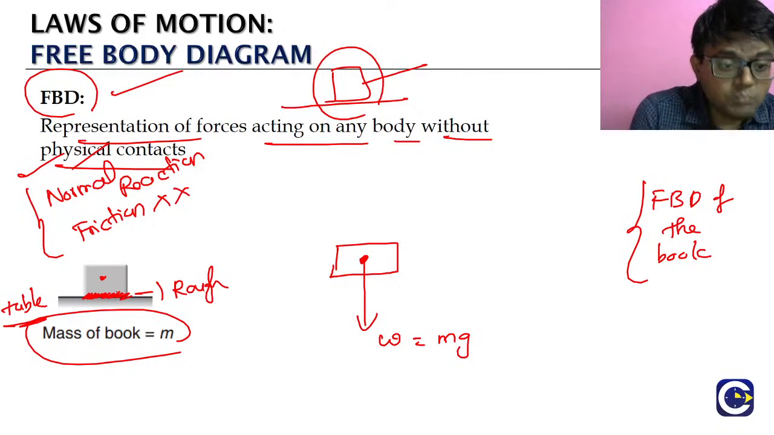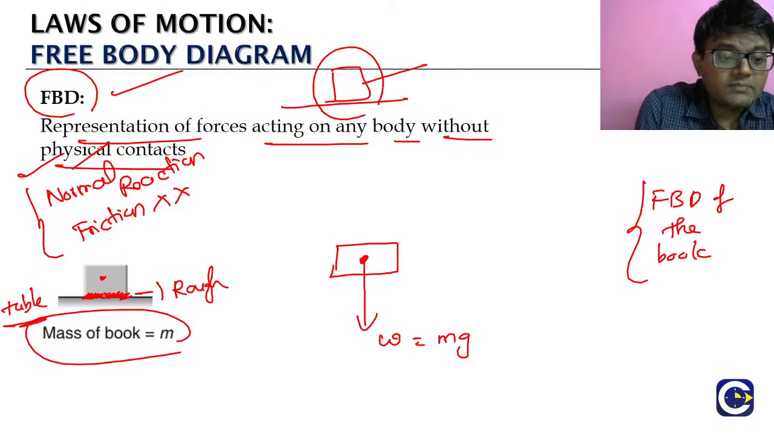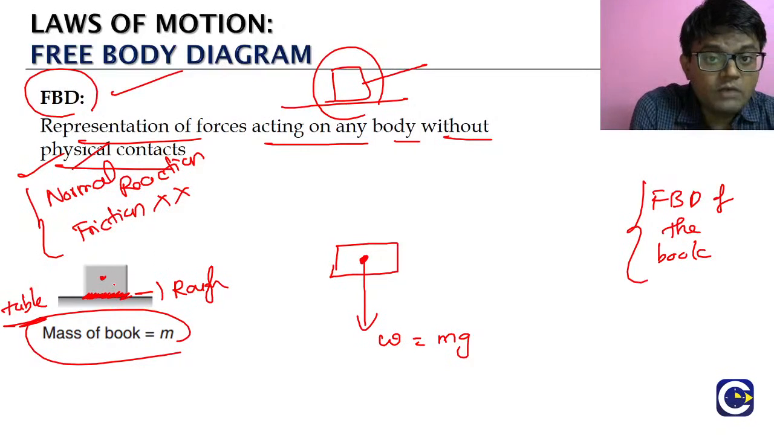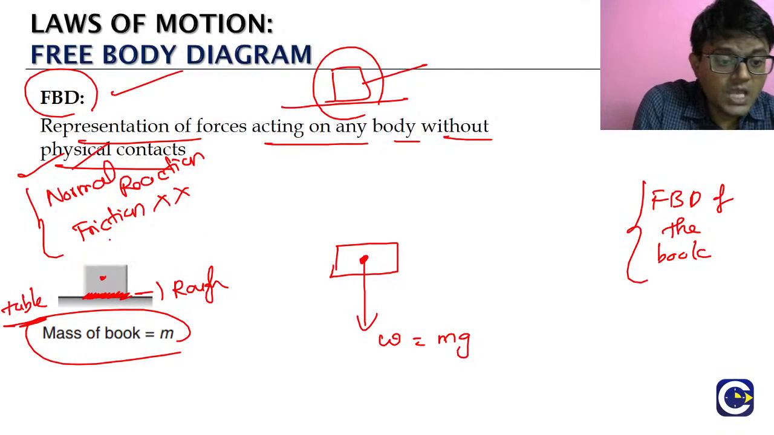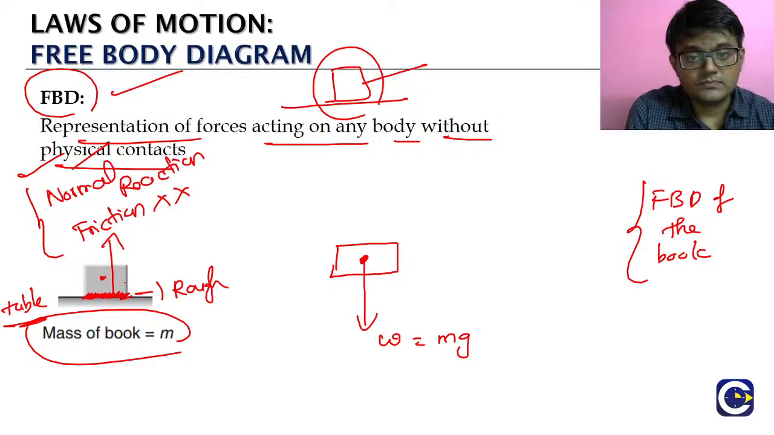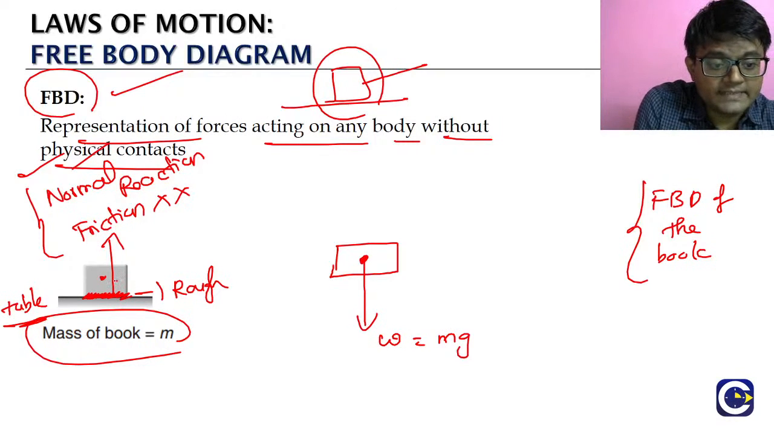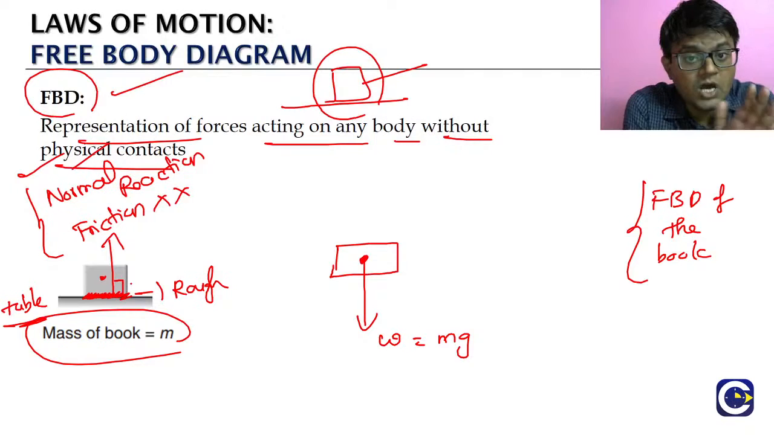So on this book, what will be the normal reaction? From that contact surface, the normal reaction will always be normal to the contact. And from the contact surface, it will be normal into that object. On what are we measuring the normal reaction? We are measuring the normal reaction acting on the book, which means from that contact surface it will be perpendicular or normal to the contact surface.